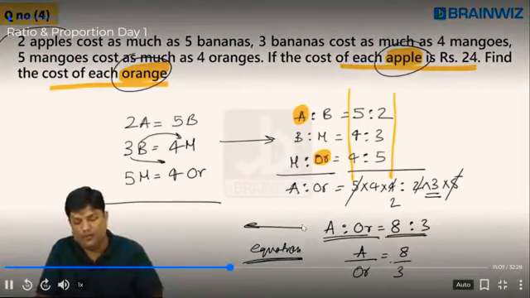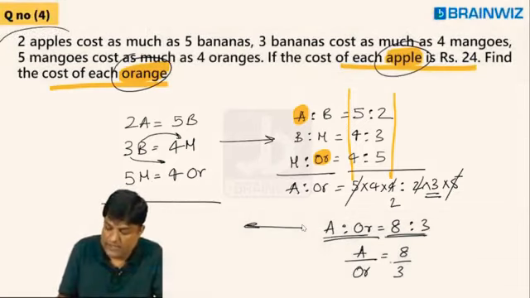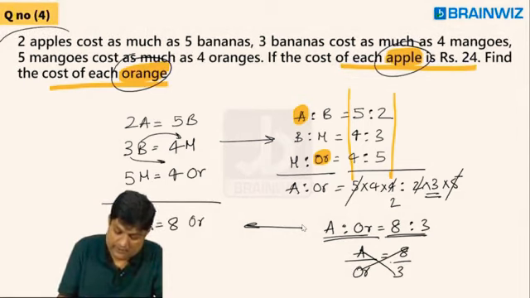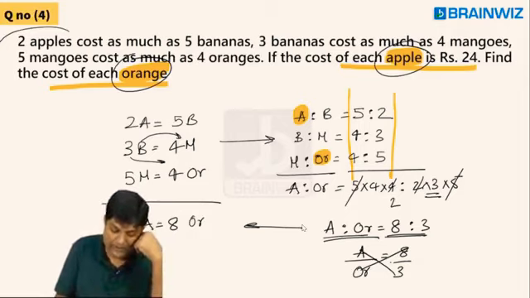Just try to cross multiply this. So when you just try to cross multiply this, what happens, beta? When you cross multiply, 3 apples cost you as much as 8 oranges. Try to understand this. 3 apples price is same as 8 oranges. Remember, 3 apples price is same as 8 oranges.